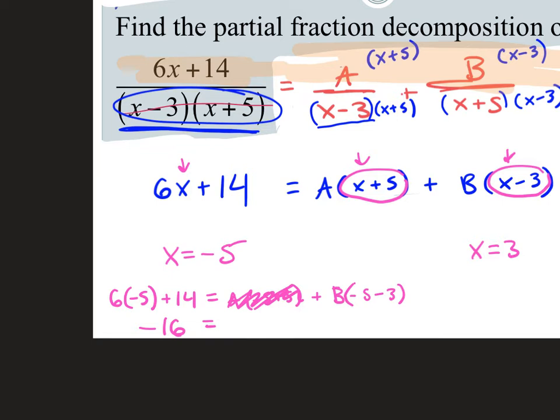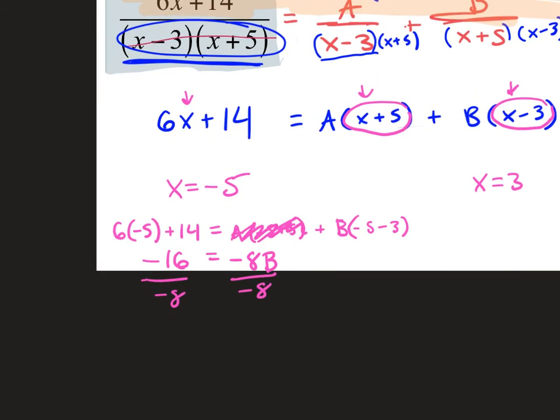Now we have B times negative 5 minus 3. What's negative 5 minus 3? Negative 8 times B. And then what do we need to do to solve for B? Divide by negative 8 on both sides. So what do we get for B? B is equal to 2.